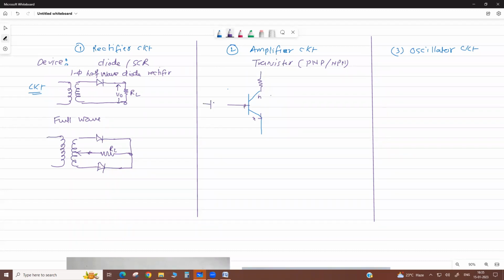Now here we have a coupling capacitor and this biasing resistance. This is the base resistance because it is connected to the base. This is the collector, this is the emitter. And here we apply the collector voltage VCC. This is your load resistance. Across this the signal is generated. This emitter we give to ground. Got it?